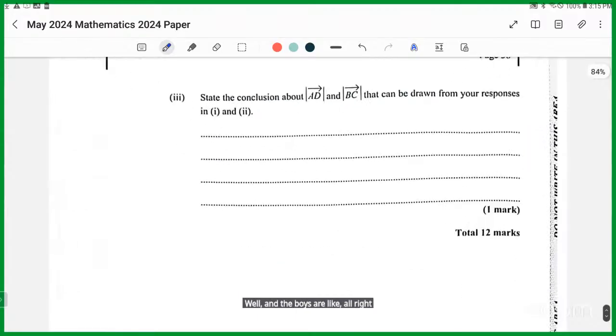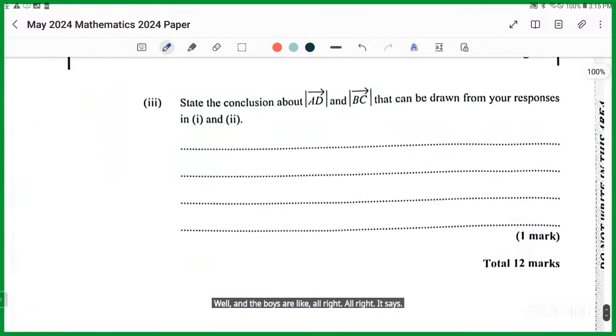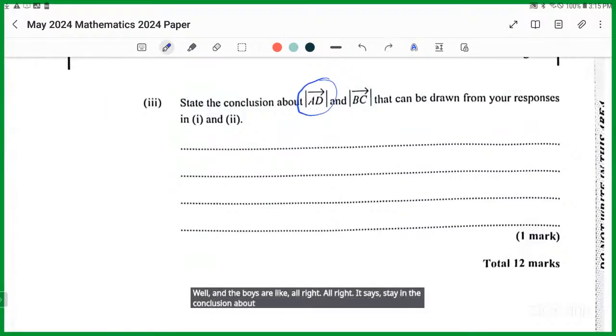All right. So now do the last part. It says, take the conclusion about the length of AD and the length of BC. What's the relationship between them?